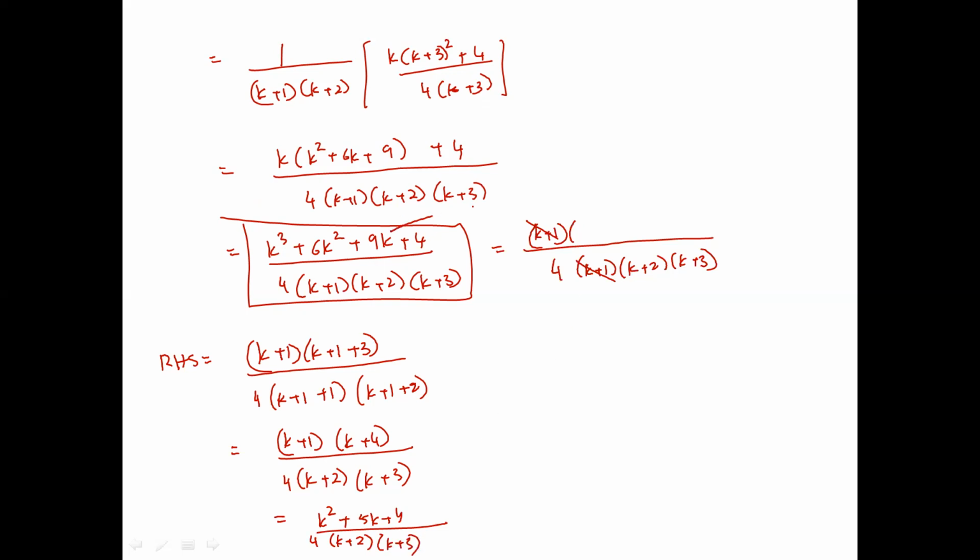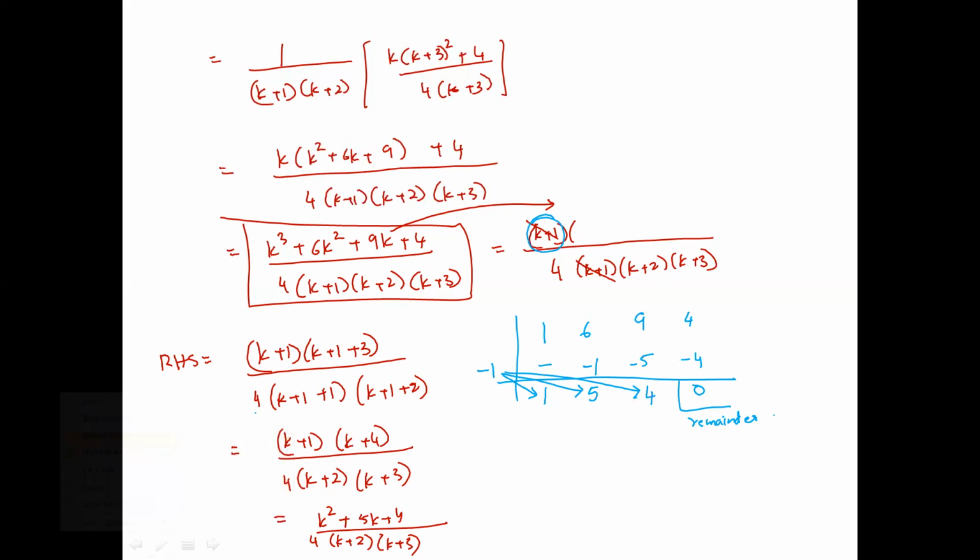So how will I factorize this on left hand side? I can go for synthetic division. Synthetic division means k cube's coefficient 1, k square's coefficient 6, k's coefficient 9, and 4. I have to divide with minus 1 because I have to take k plus 1 as the factor. First I will write 1 as it is. Minus 1 into 1 will be minus 1. So when I add I will have 5. Minus 1 into 5 will be minus 5. When I add I will have 4. Minus 1 into 4 will be minus 4. 0 is the remainder. That means exactly it is divisible.